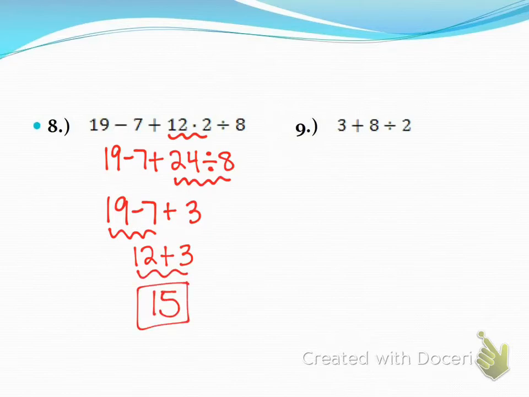So on number 9, what did we do first? Janaya? 8 divided by 2. Good. 8 divided by 2. That would give us what? 4. Then we add and we get 7. Good.